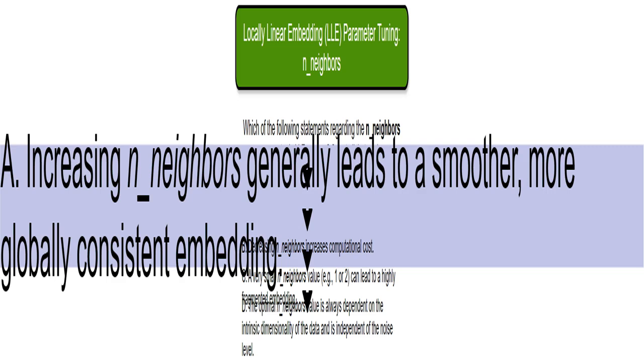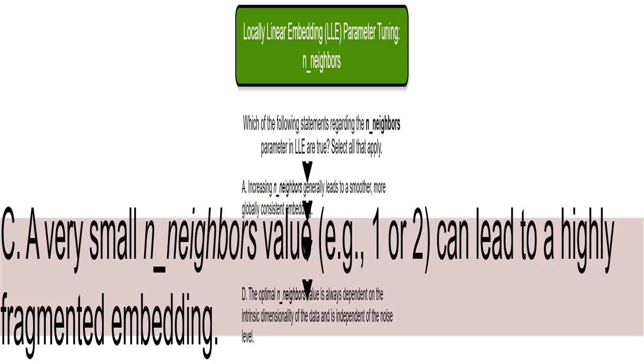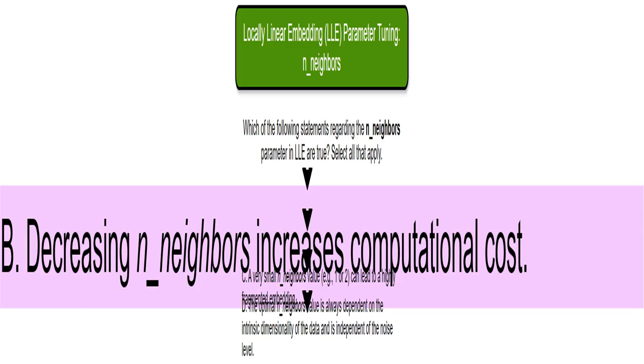This statement is true. If you only consider one or two neighbors, the embedding can become fragmented because you're only looking at very local information. The overall structure of the data could be missed, so the resulting picture becomes broken up. This statement is true.